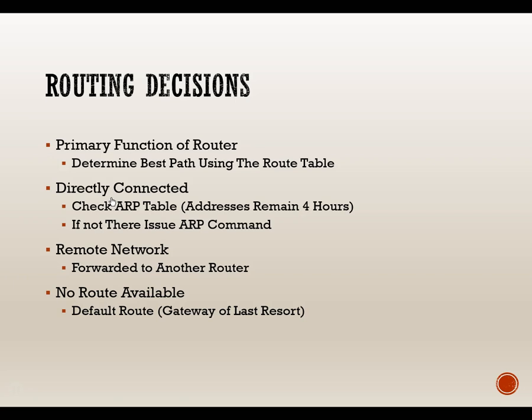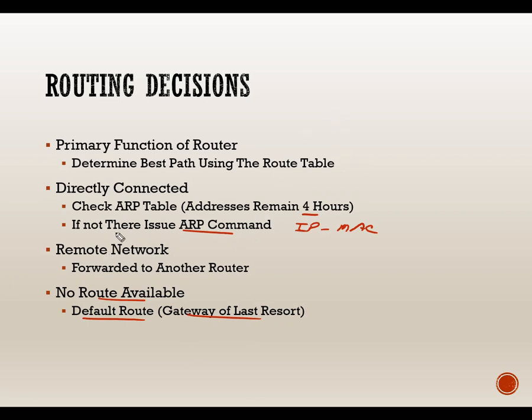A little note here, the addresses remain for 4 hours, so the ARP cache is going to be a 4-hour arrangement. If not there, if the MAC, what was it? It's IP to MAC, right? If we don't have a MAC address for an IP address, then we go through the address resolution, the ARP protocol. The remote network, if it's not connected, we're going to forward it to another router. And if no route is available, we use the default router, the gateway of last resort, as long as we have configured it. And what does all this mean?